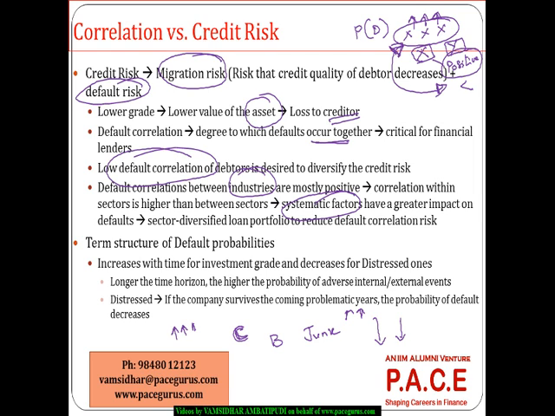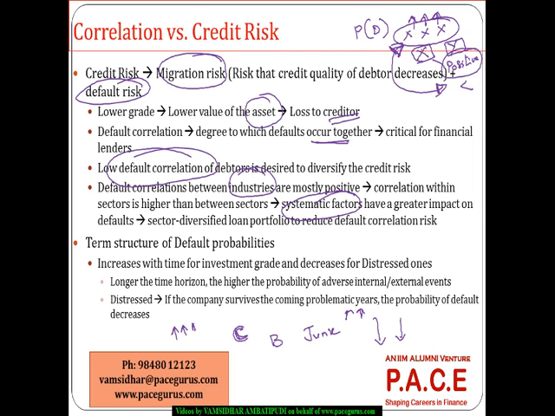Sector diversified loan portfolio is slightly better off to reduce the correlation risk, but overall also we could see some kind of interaction between the various assets in the portfolio, which means the higher the correlation, even any amount of diversification done, it may not reduce the risk at all.